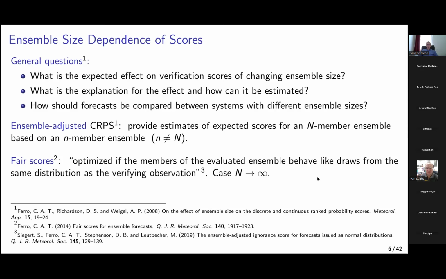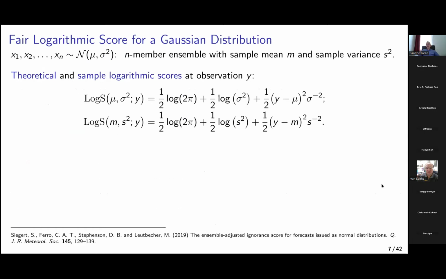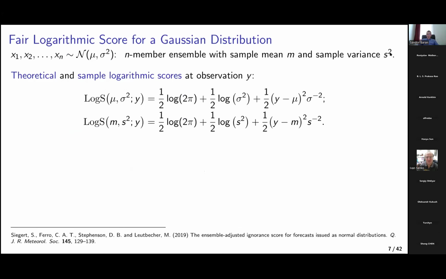And concerning the log score, the first results were due to Ziegert et al. from 2019. They derived the ensemble adjusted and fair logarithmic score for Gaussian forecasts. So the idea was the following. You have a Gaussian forecast, which you assume follows a normal distribution, and an n-member ensemble forecast. It has a sample mean, sample variance. Well, it is not unusual that we consider a forecast to be Gaussian because, for instance, temperature is considered as Gaussian, or atmospheric pressure is really considered as Gaussian. So it's not a huge restriction.